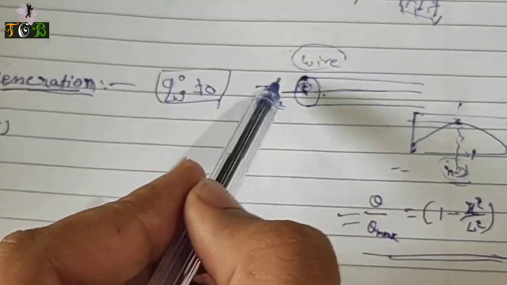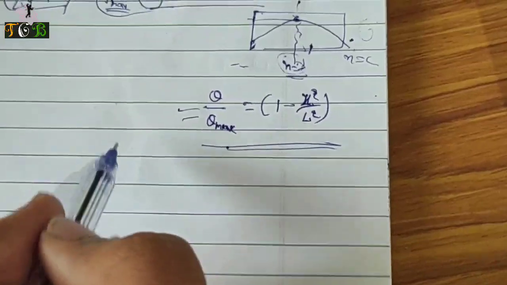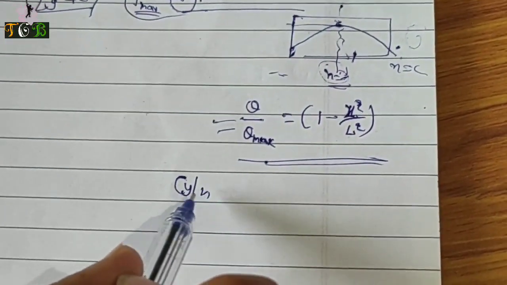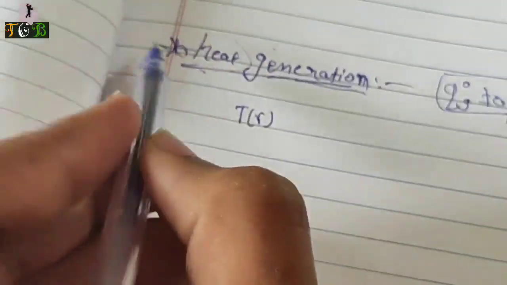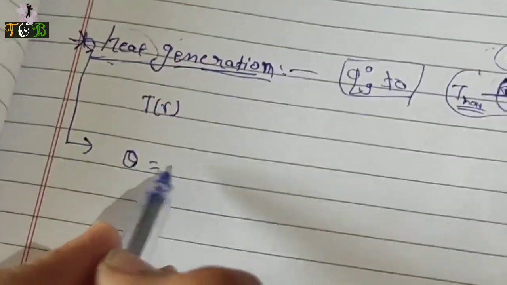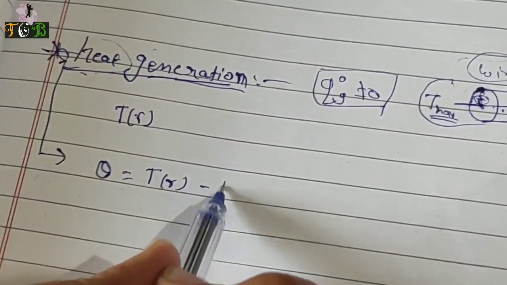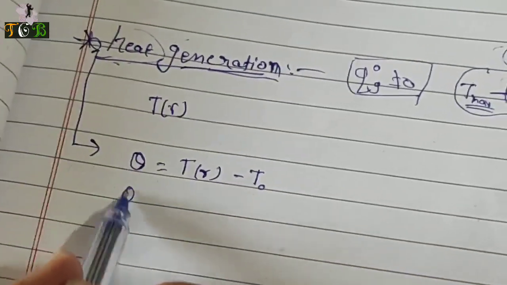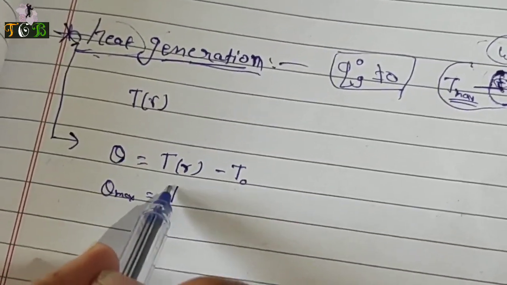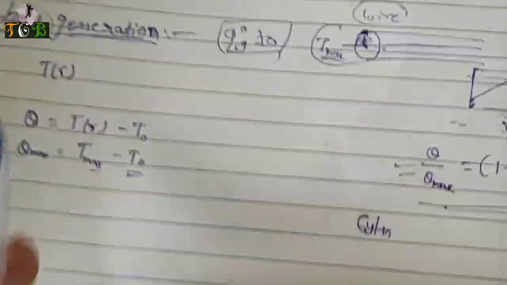Okay, so if you have this thing, what happens here is that in case of a cylinder, this formula is almost similar. Let me write. In heat generation, first we have to define theta, which is the temperature at a particular r minus the temperature of outside, and theta max is the maximum temperature at the center minus the outside temperature. This we have to define.